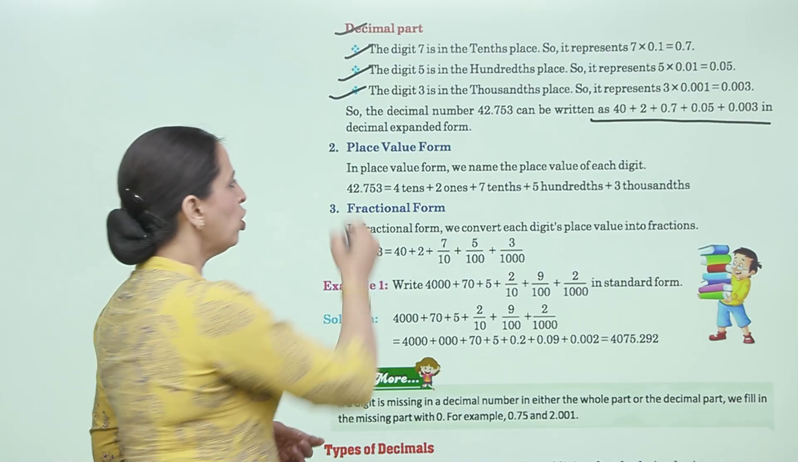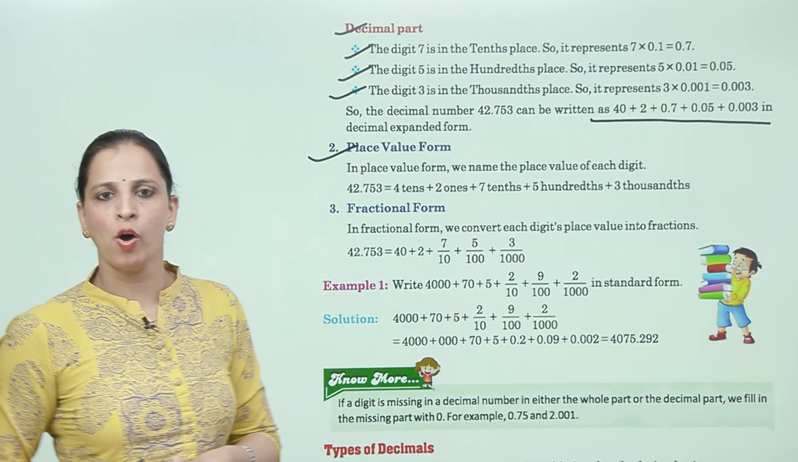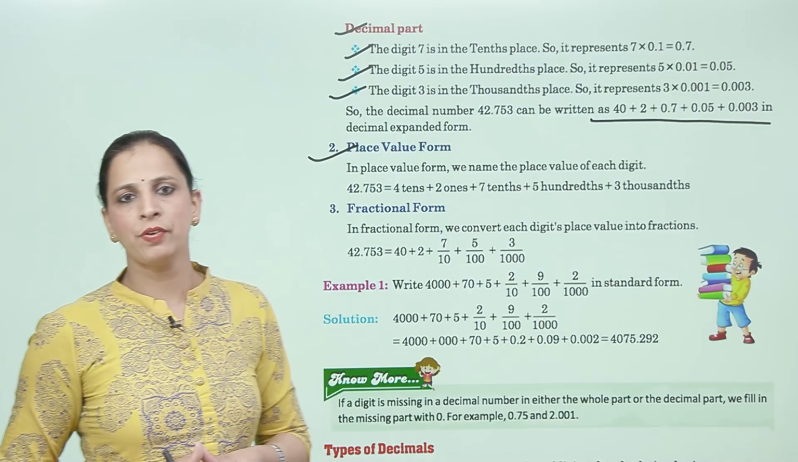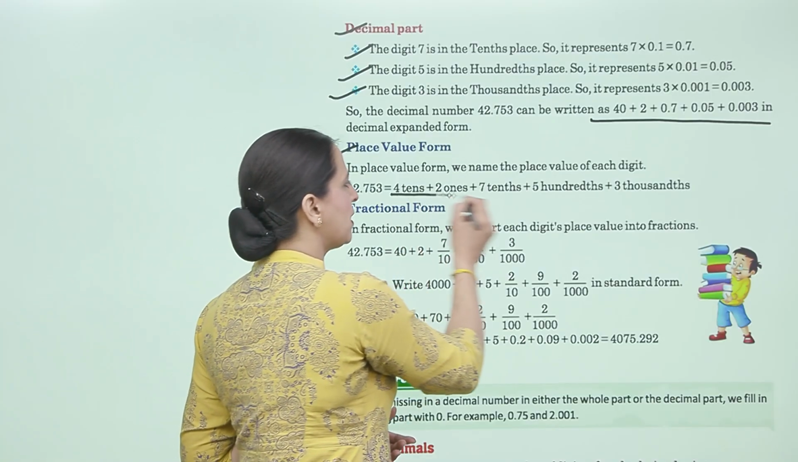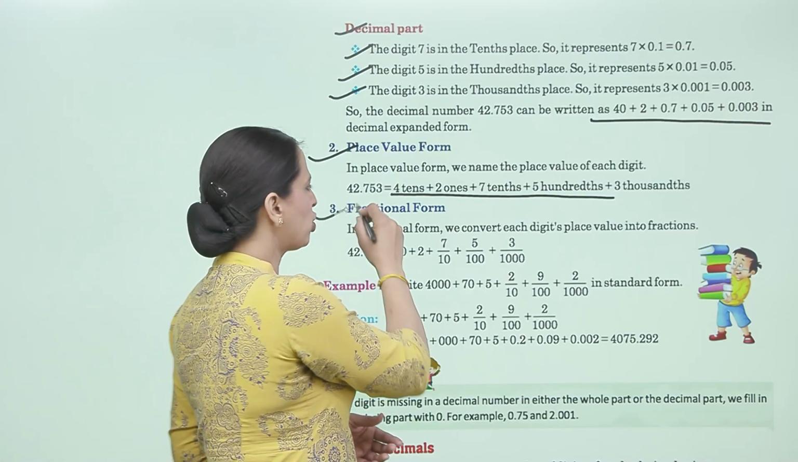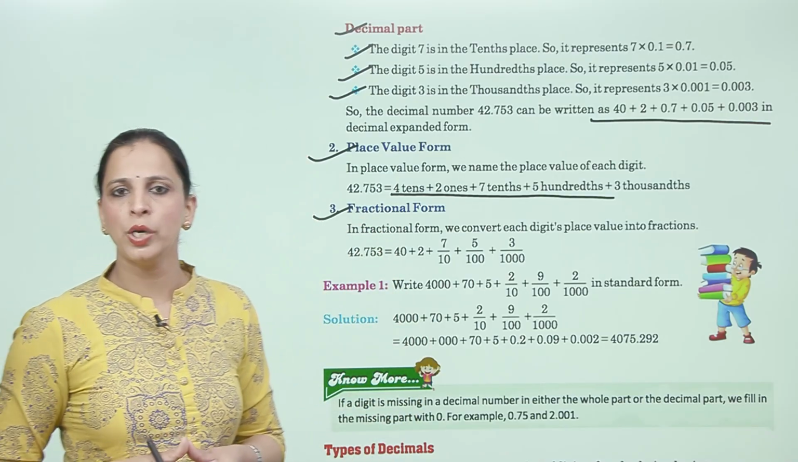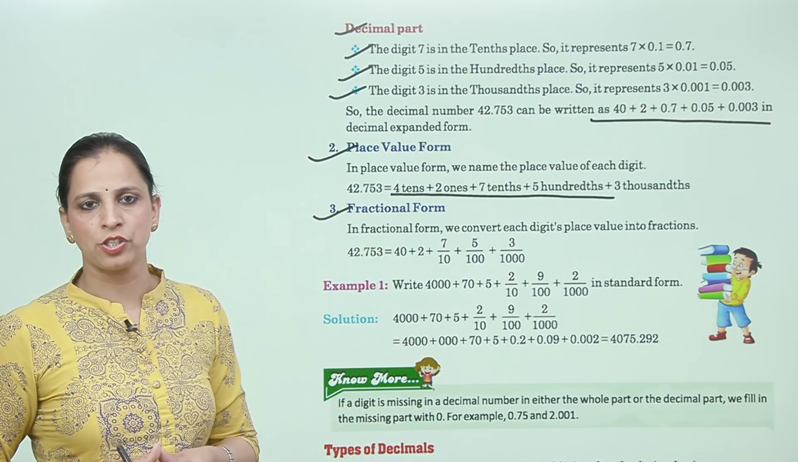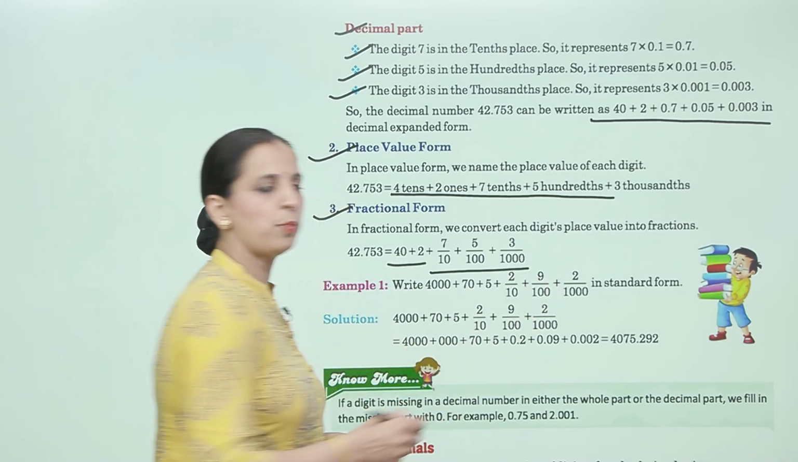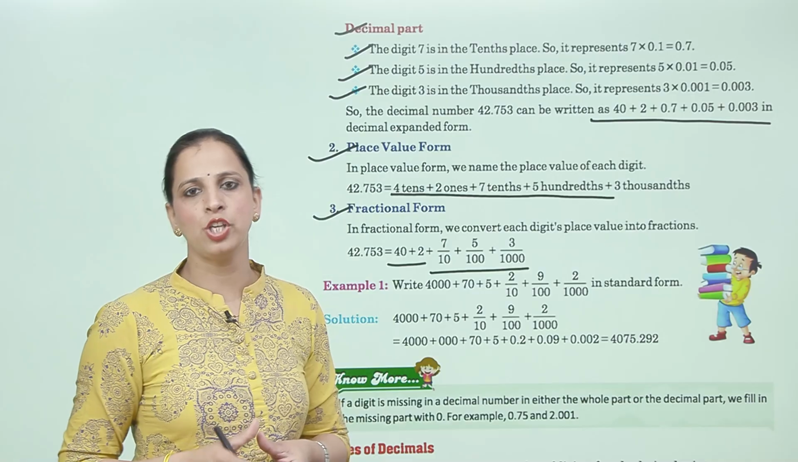Now place value form. In place value form, we name the place value of each digit, that is, 42.753 is 4 tens plus 2 ones plus 7 tenths plus 5 hundredths plus 3 thousandths. Now third is fractional form. In fractional form, we convert each digit's place value into fractions. 42.753 is 40 plus 2 plus 7 upon 10 plus 5 upon 100 plus 3 upon 1000.